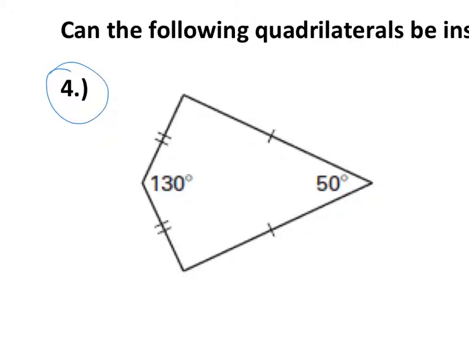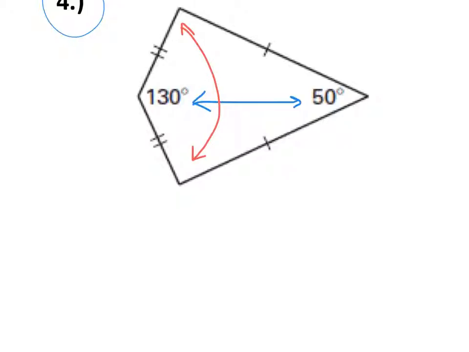So let's take a look at problem number 4. We can say that this either is able to be inscribed in a circle or not able to be inscribed in a circle if we look at their opposite angles. The opposite angles are these two, and these two. So the blue ones have to add to 180 and the red ones have to add to 180. We can already see that 130 plus 50 equals 180. So we know those opposite angles work.